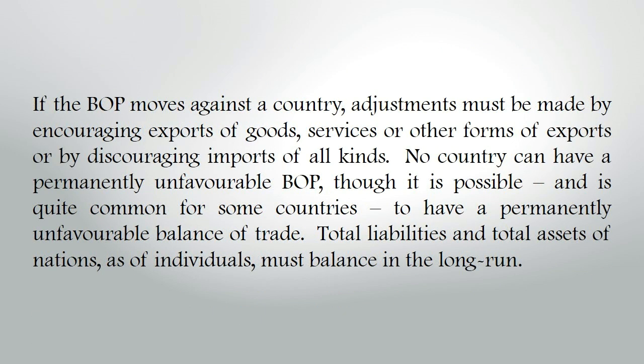If the BOP moves against a country, adjustments must be made by encouraging exports of goods, services, or other forms of exports or by discouraging imports of all kinds. No country can have a permanently unfavorable BOP, though it is possible, and is quite common for some countries, to have a permanently unfavorable balance of trade. Total liabilities and total assets of nations, as of individuals, must balance in the long run.